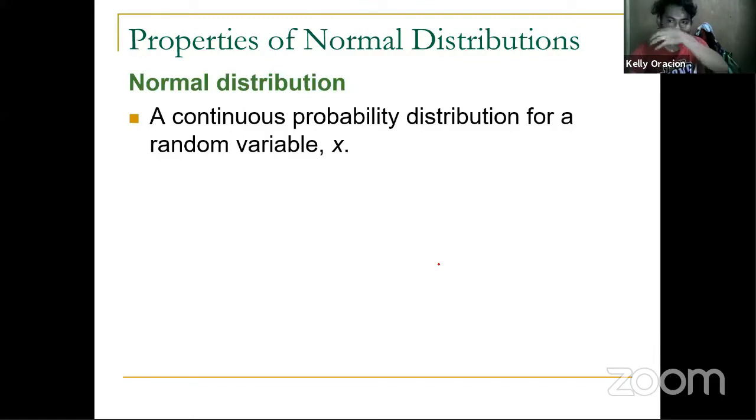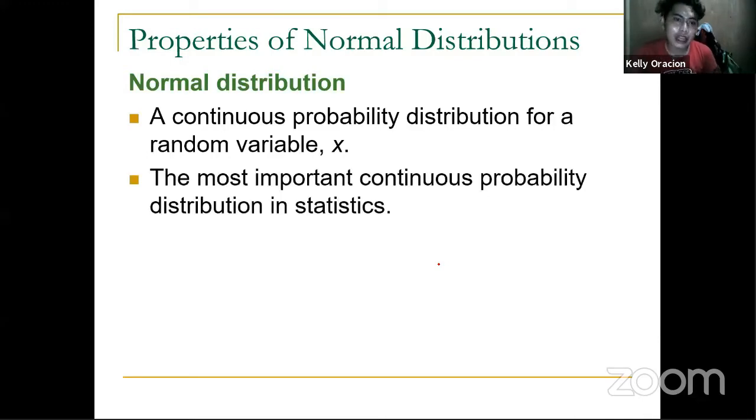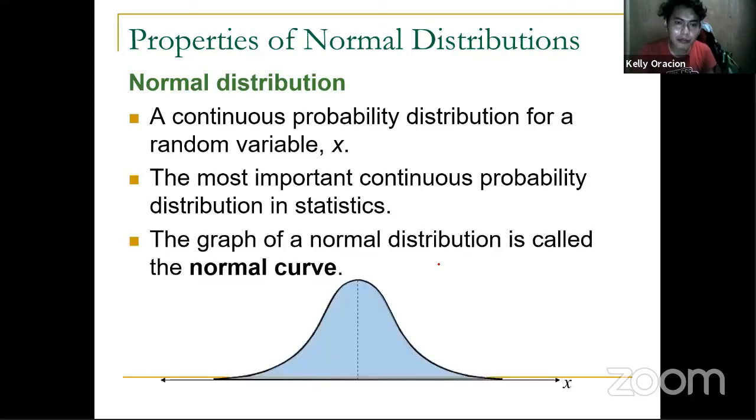Now, a continuous probability distribution for a random variable x is the normal distribution. The normal distribution is the most important continuous probability distribution in statistics. The graph of the normal distribution is what we call the normal curve.